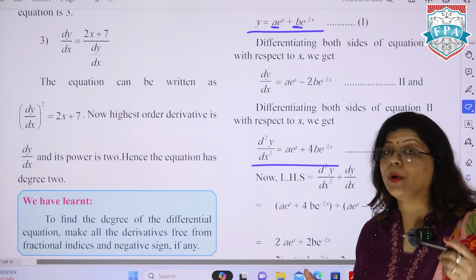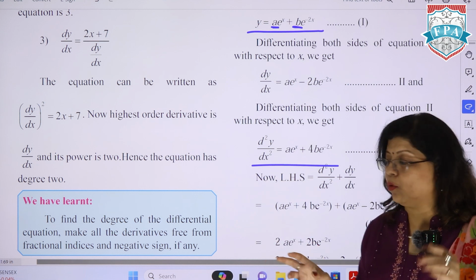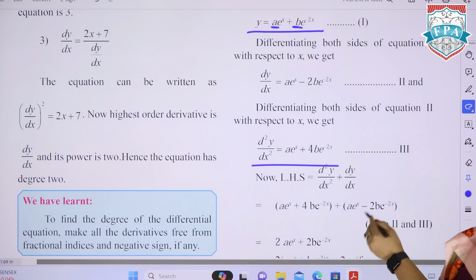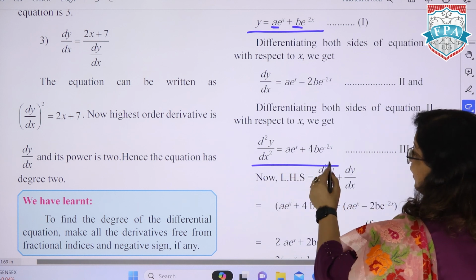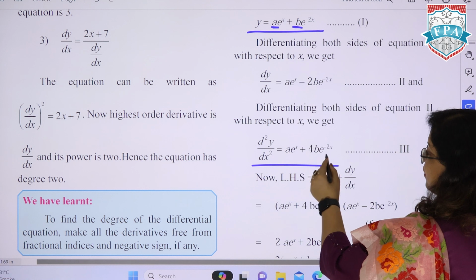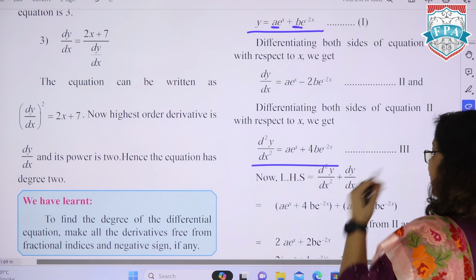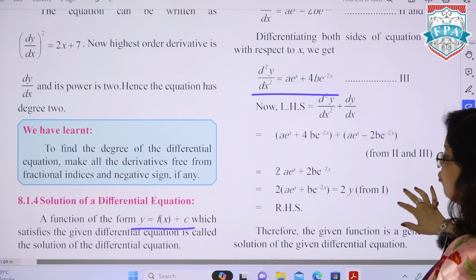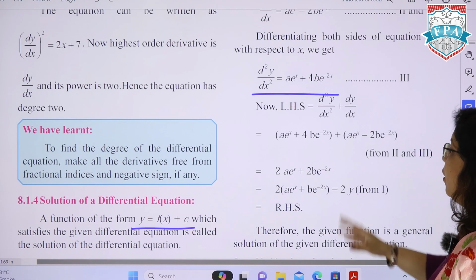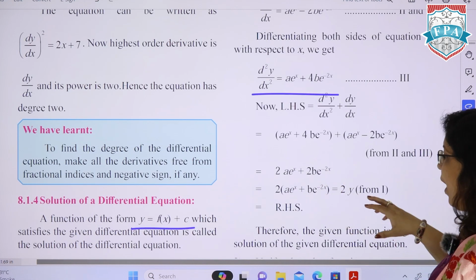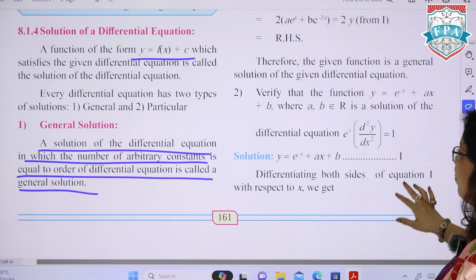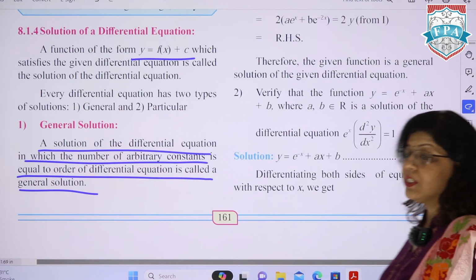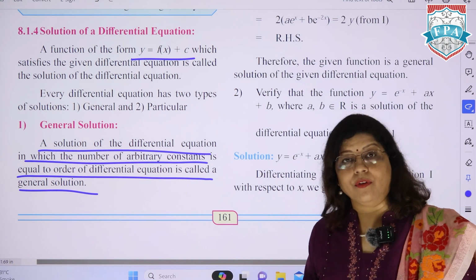So this is where you have to actually think, calculate and work. When you see that d2y by dx square is a e to the power x plus 4b e to the power x, then you can see a combination between them, find a relationship, and see this is actually 2 times y, and we can give a relationship like this. So this is how we solve.